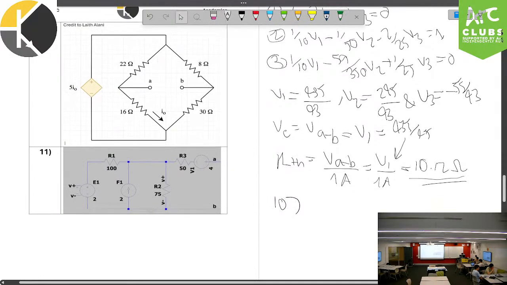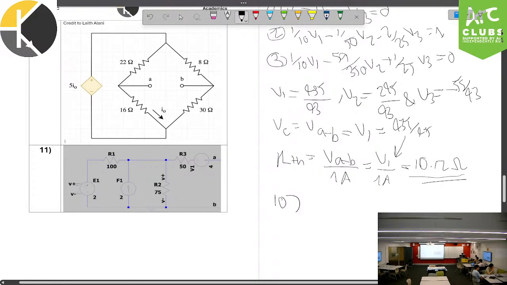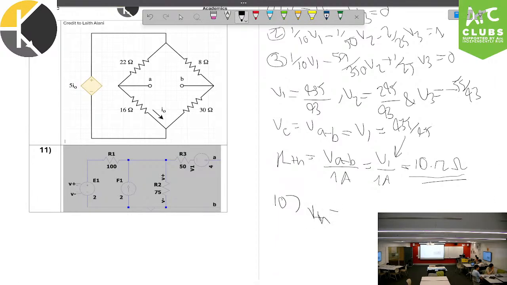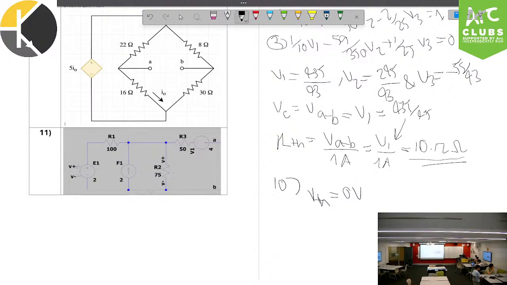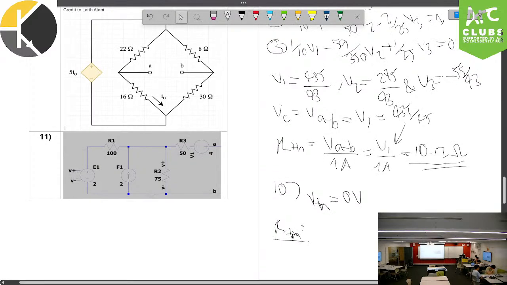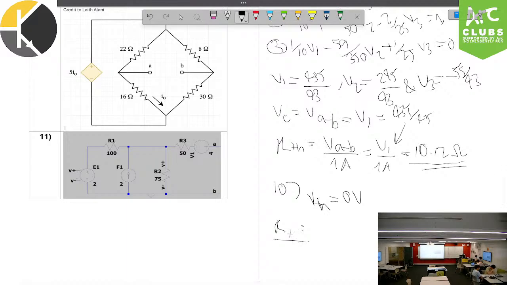You can also see that this is a dead network. As we already know, the voltages in the circuit without an external power supply would be 0. So we know that VTH is simply 0 volts. Easy. Now for RTH, RTH is a bit more complex, but it's actually a bit easier than the previous example.